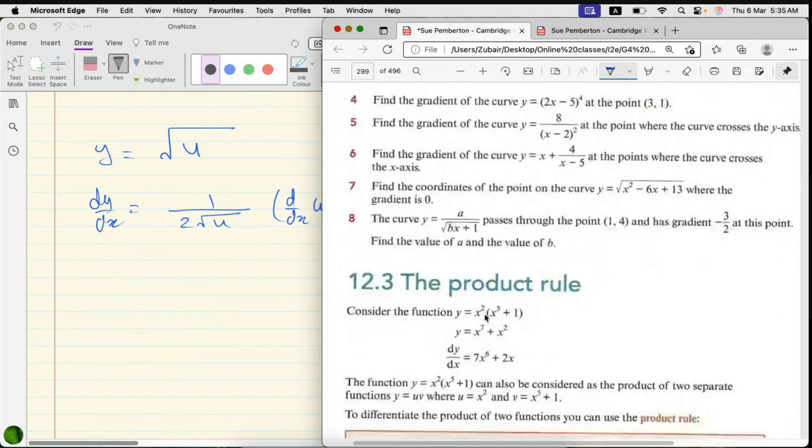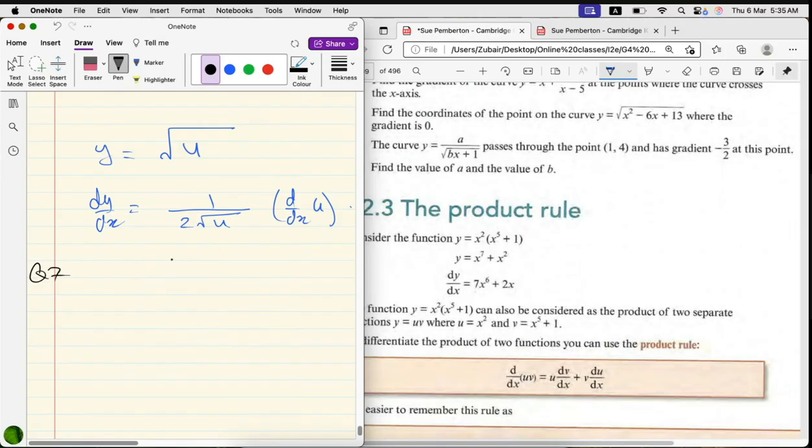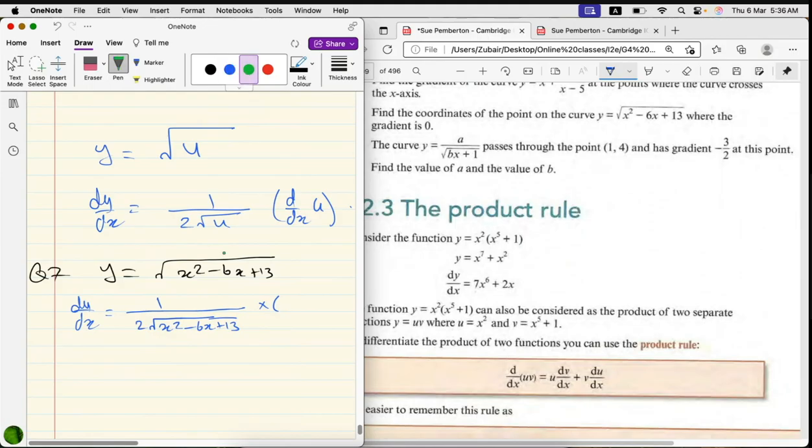Let's try the seventh part. We'll come back. Question 7 says find the coordinates of the point on the curve where the gradient is 0. So y is equal to square root of x square minus 6x plus 13. So dy by dx is 1 over 2 square root x square minus 6x plus 13, multiplied with the differentiation of what is inside, which is 2x minus 6.